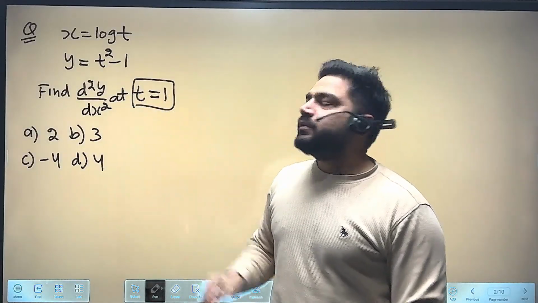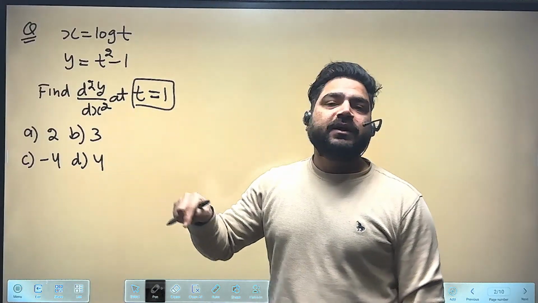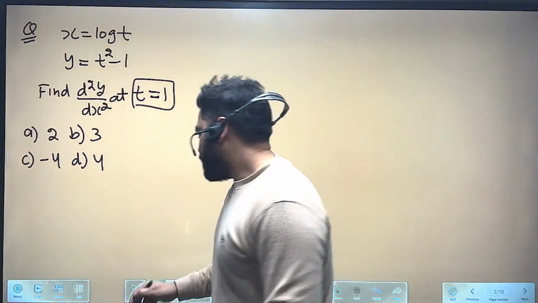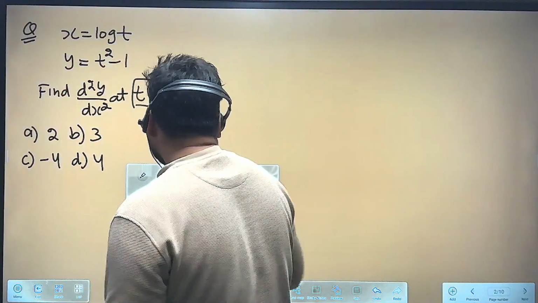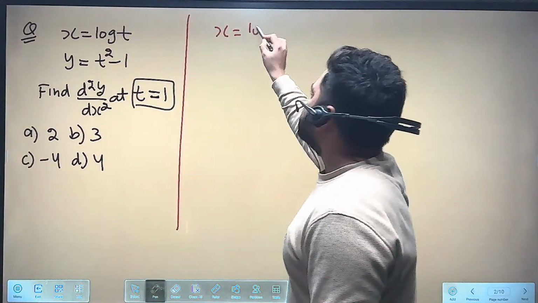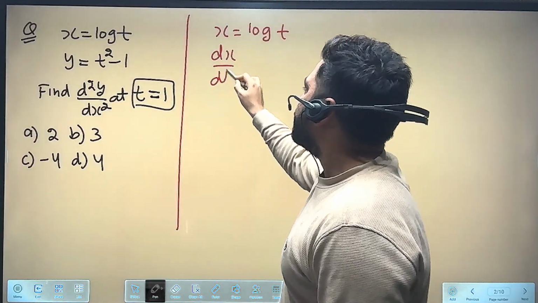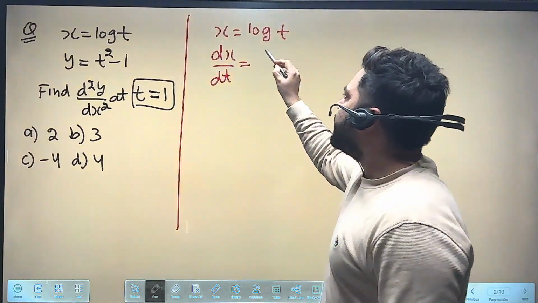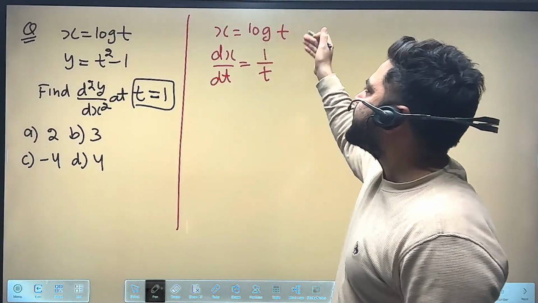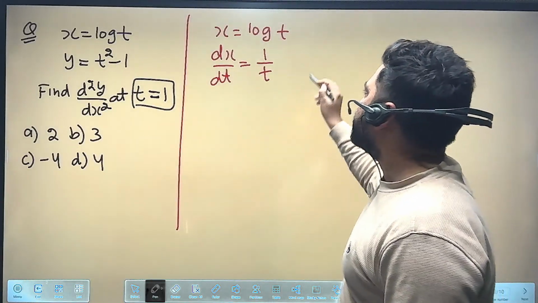At t is equal to 1 means that first of all we'll find the double derivative, and after finding the double derivative the value of t we will put here, that is 1. So let's solve it step by step. What is step 1? In this question x is log t, so we will find from here dx by dt. What is dx by dt? Log t derivative is 1 by t. We know the derivative of log, whatever is inside the log will come in the denominator. Log t derivative is 1 by t.